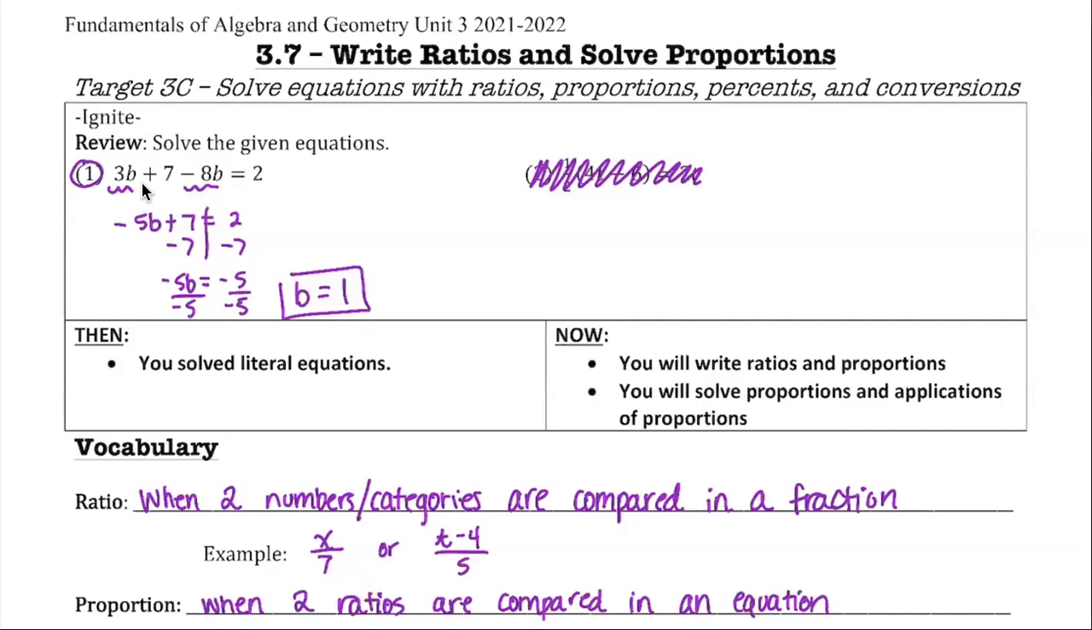All right, you should have gotten a final answer of B equals 1. So check with your teacher. If you didn't get B equals 1, then you can go ahead and ask now.